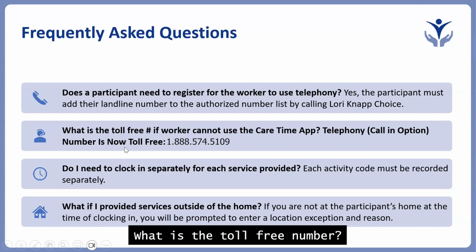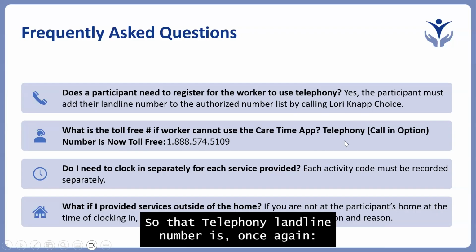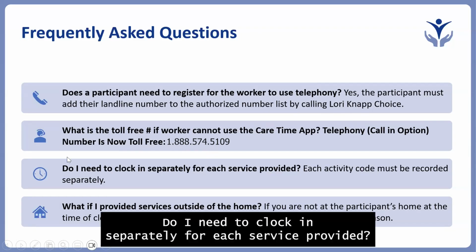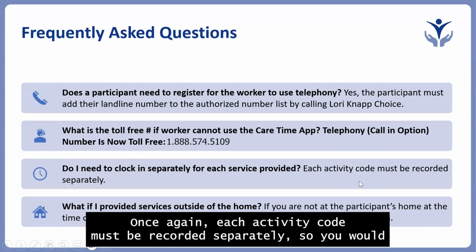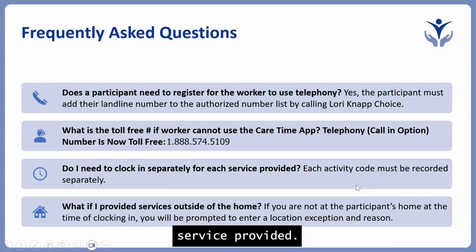What is the toll-free number if a worker cannot use the CareTime app? So that telephony landline number is once again 1-888-574-5109. Do I need to clock in separately for each service provided? Once again, each activity code must be recorded separately, so you would need to clock in and clock out separately for each service provided.